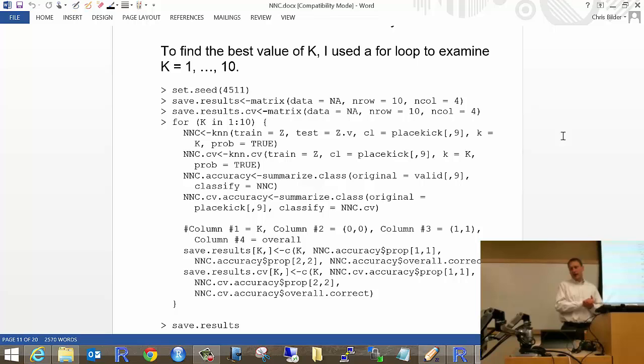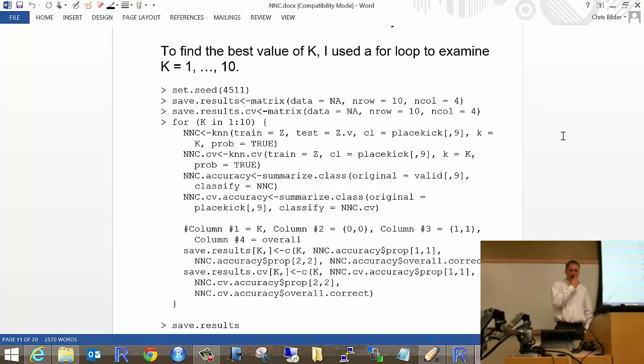So how do we choose k? We just left off on page 11 last time, where we were going to take a look at how we can choose k with respect to the place kicking data set. And what we're simply going to do for k equal 1 to 10 is basically apply these nearest neighbor methods to both the validation data set and also via cross-validation to the original data set. And we're going to look at the correct classification rates.